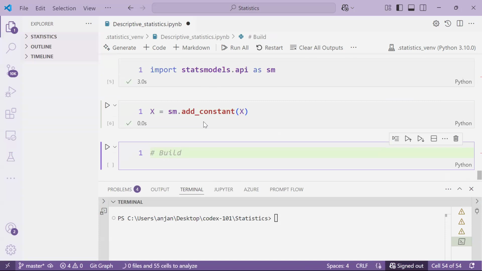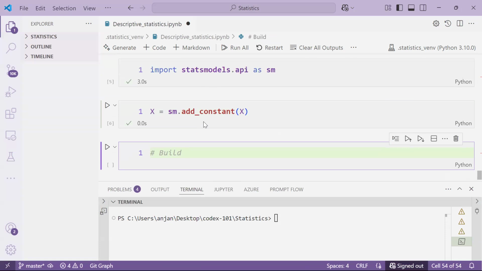I'm not doing any exploratory analysis directly. I have numerical data in a pure format because I created it, right? But in real time, data is not this easy. We have to do a lot of analysis and a lot of data cleaning techniques and all.